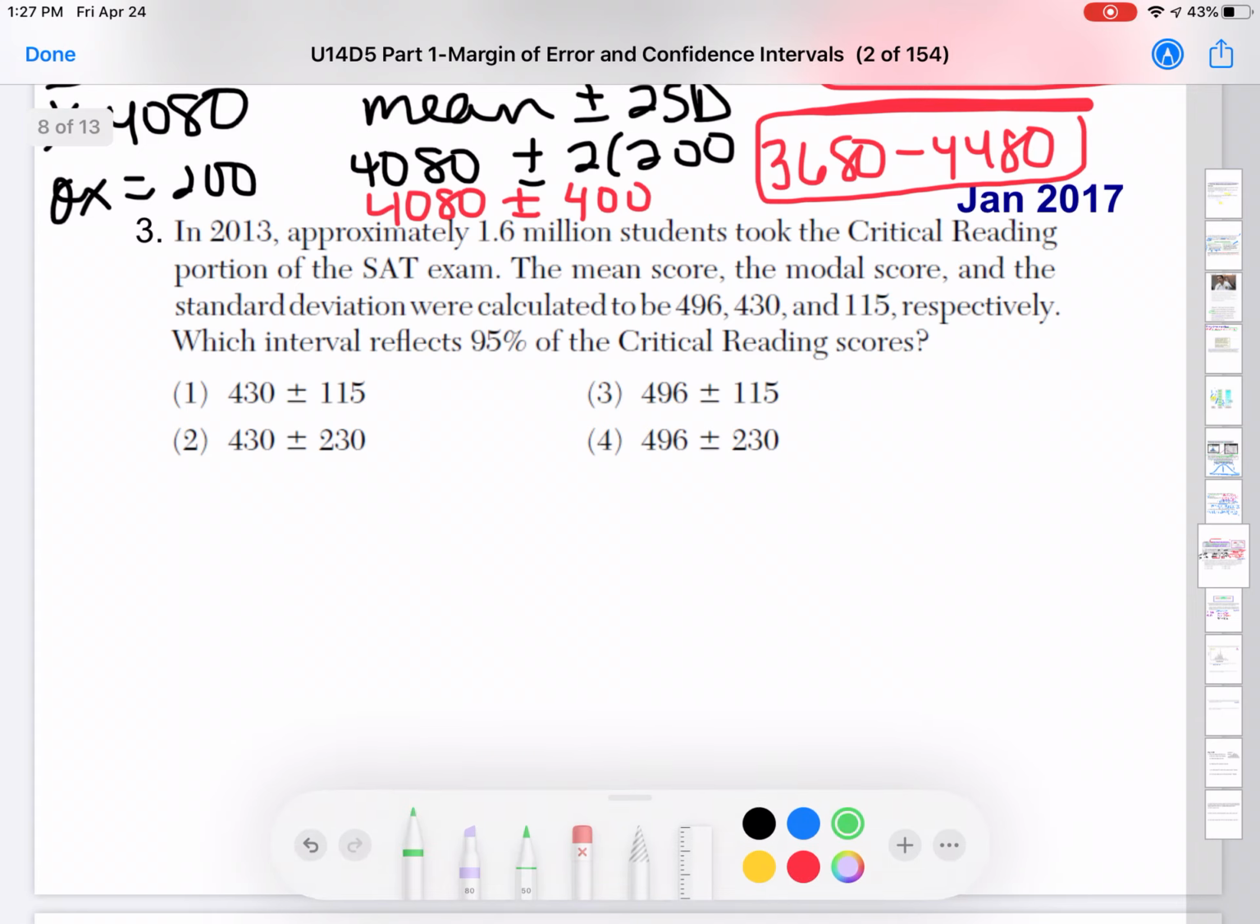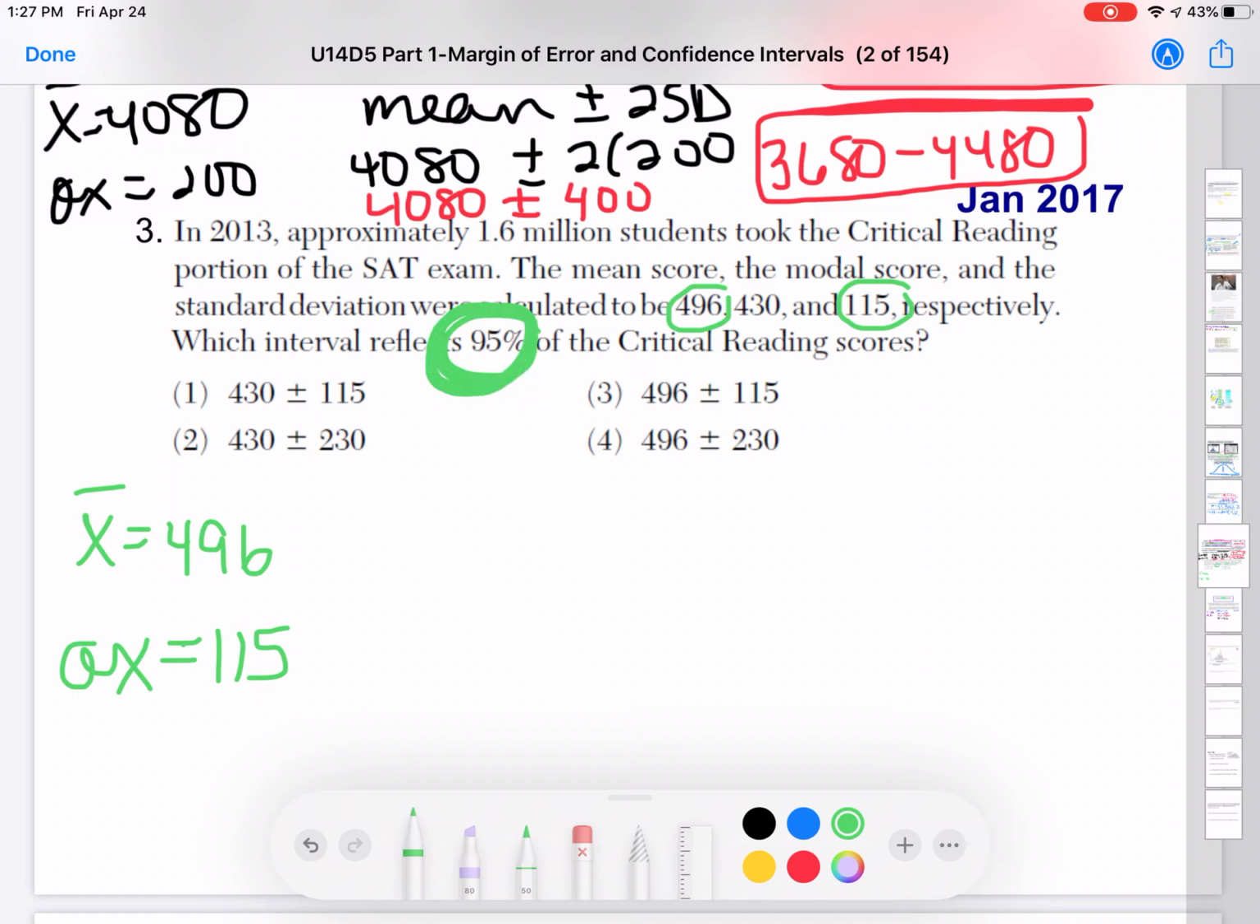Let's try this guy. It says in 2013, approximately 1.6 million students took the critical reading portion of the SAT. The mean, the modal, and the standard deviation were calculated to be, respectively, the following. So this one is the mean. The second one is the mode, which we don't need, and this is our standard deviation. Our modal is just mode. And they want to know which reflects the 95% confidence interval.